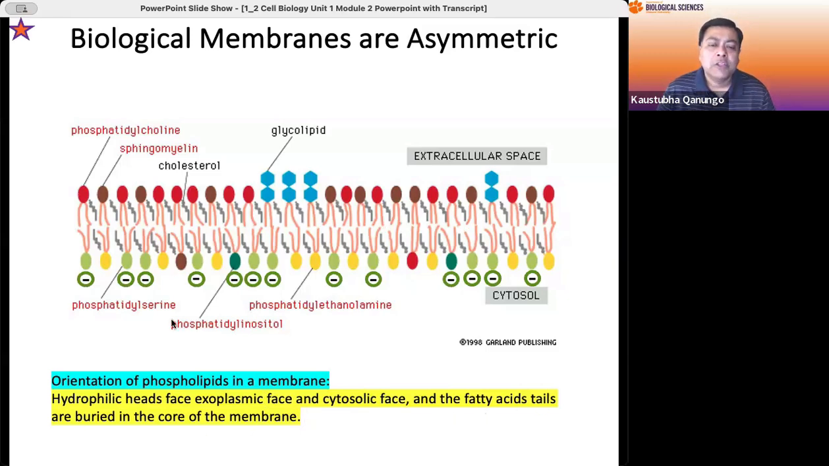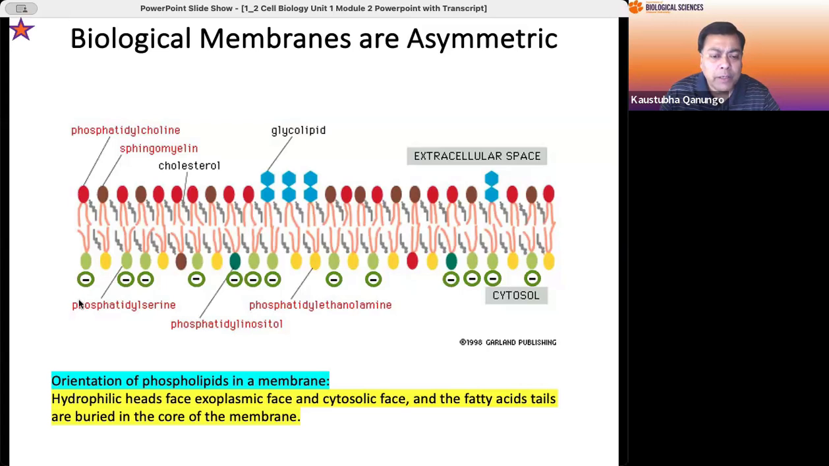Remember that. So what we mean by membrane asymmetry is, if you look at the outside of the membrane and the inside of the membrane, they are not made of the same lipid molecules. So here you can see phosphatidylcholine, sphingomyelin, cholesterol. There are some glycolipids. These are lipid anchored proteins right here.